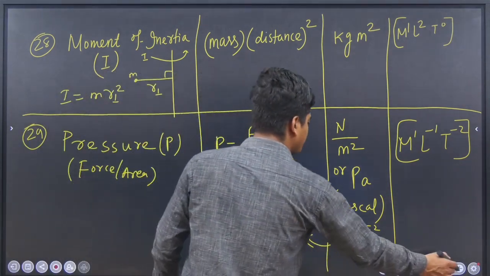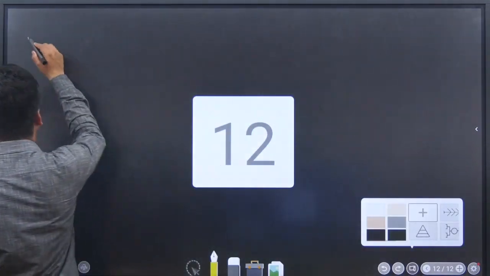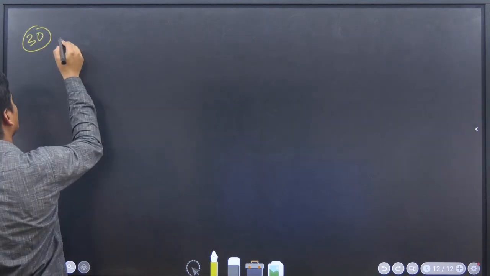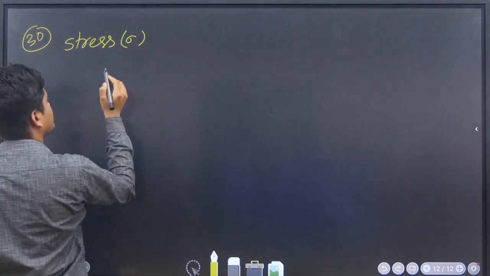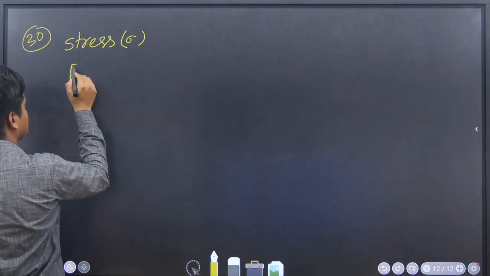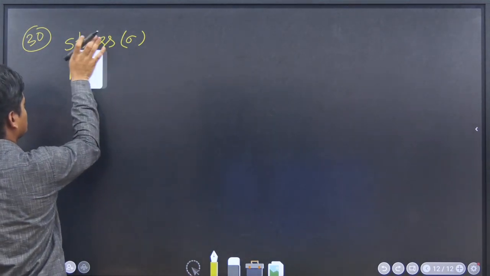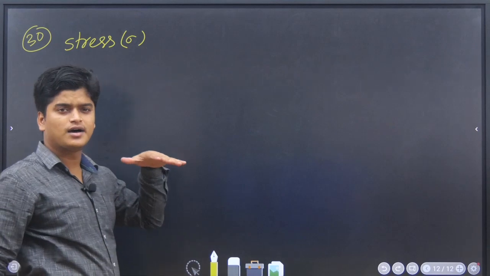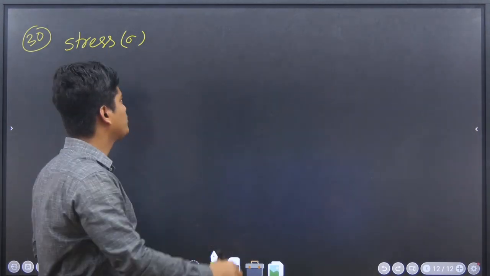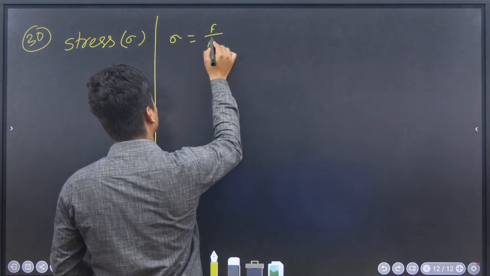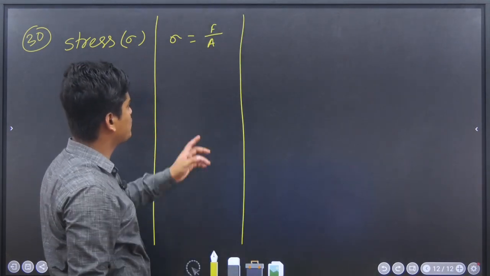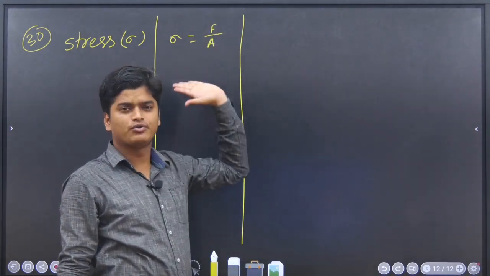Similarly, some other physical quantity, suppose I want to write. So here number 30, I want to write stress. So stress symbol is basically given as sigma. What is stress? Now stress is basically force by area. So when you study mechanical properties of matter, that time stress will come. So stress unit formula is what? Formula will be force by area, and this force is what? This force will be restoring force by area.